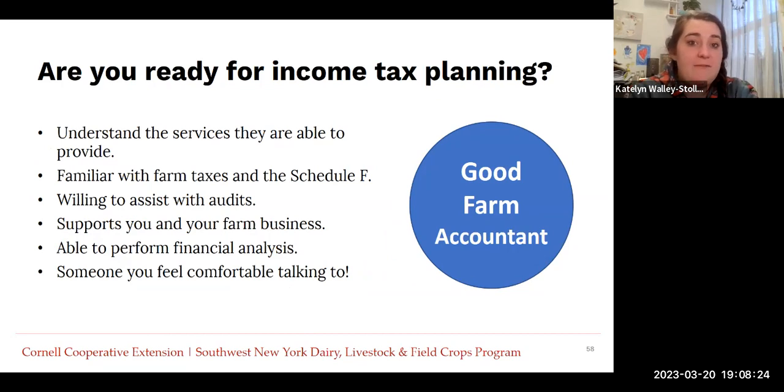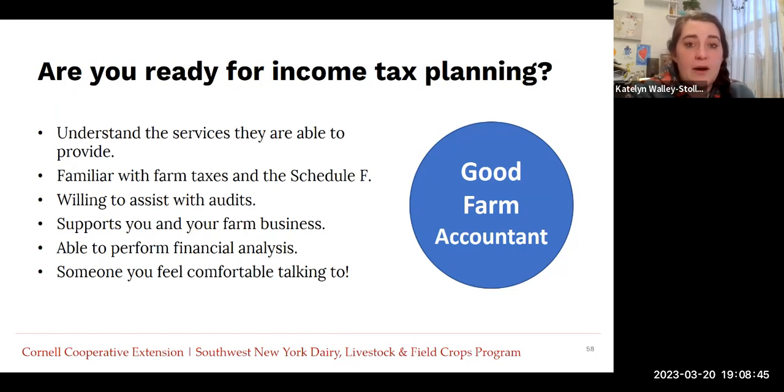When you're interested in finding a farm accountant, particularly if you've never worked with one before, understand what services they provide. Are they only going to help you file your taxes, or will they be available throughout the year for you to ask questions? Are they familiar with filing a Schedule F? Are they willing to work with you in audit situations? And is it somebody that you feel comfortable talking to?